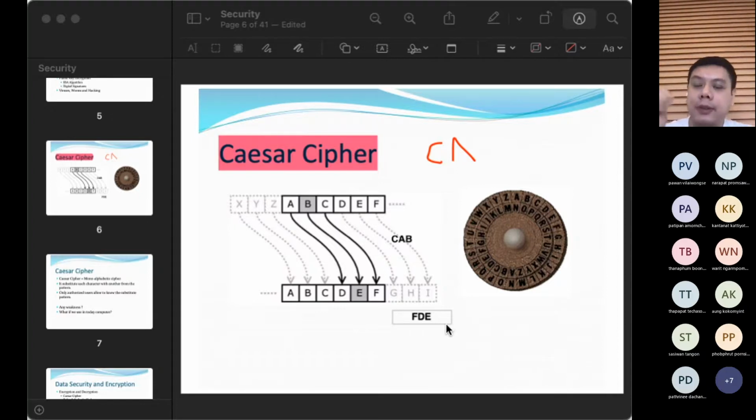But if the message arrives at the same team, they get FDE and they know we need to shift about 3 characters each day. So F actually maps to C, D maps to A, E maps to B. It's the message CAB again. Okay, got it. Prepare the soldiers and win. That's the idea. Caesar is pretty good with that.